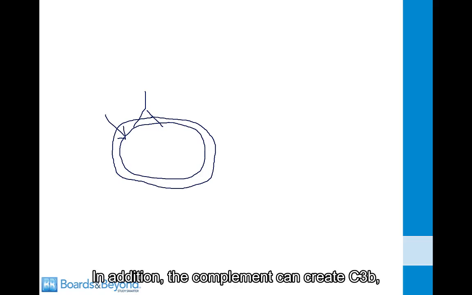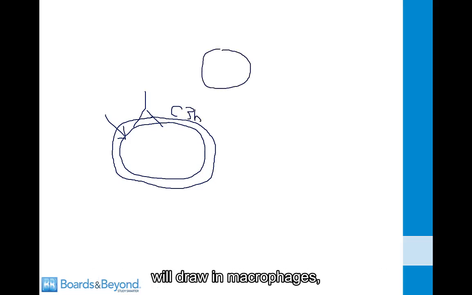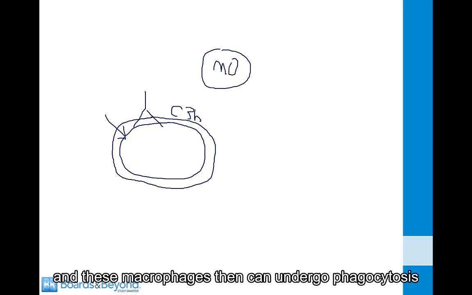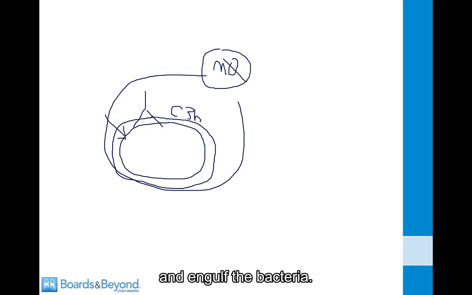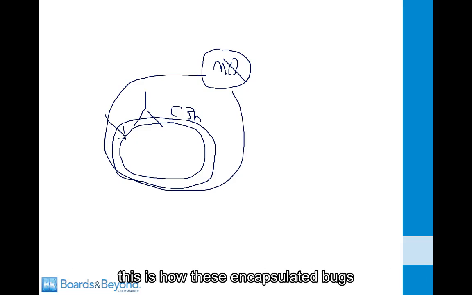In addition, the complement can create C3b, and both the presence of the antibody and the C3b will draw in macrophages, and these macrophages then can undergo phagocytosis and engulf the bacteria. So between the complement system and the macrophage, this is how these encapsulated bugs get removed from the body.